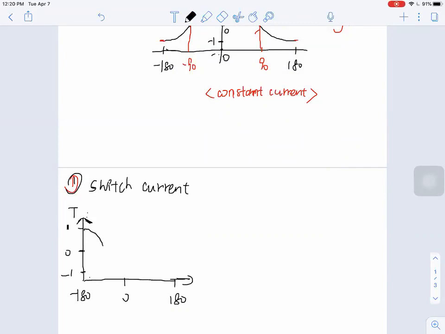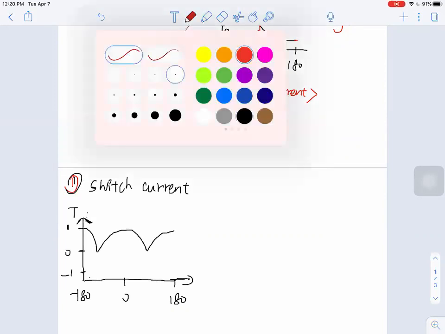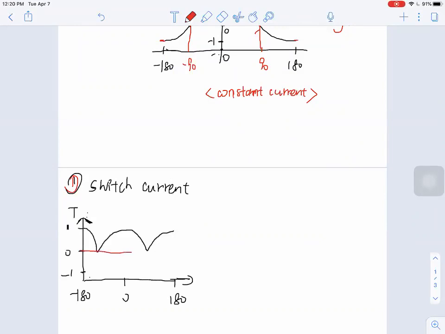So we'll drop down to 0 at negative 90 degrees. Then go up, drop down, go up, but it's always above 0. So now if we switch the direction of current, we're able to generate torque that is all positive. So a little bit better. So now we have all positive torque. But still not very good.